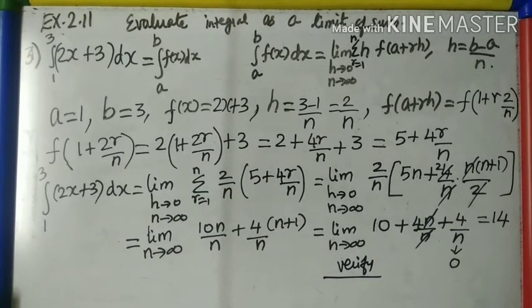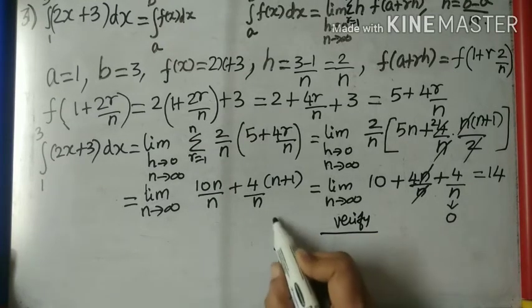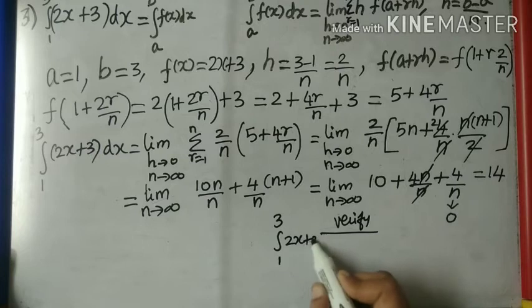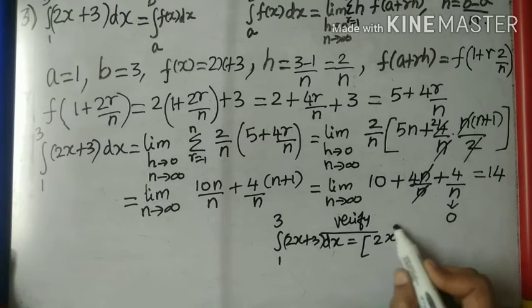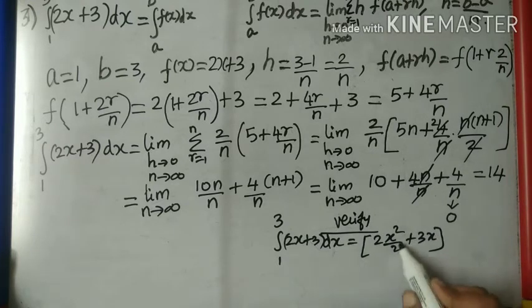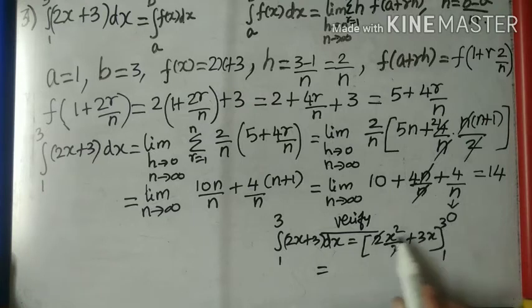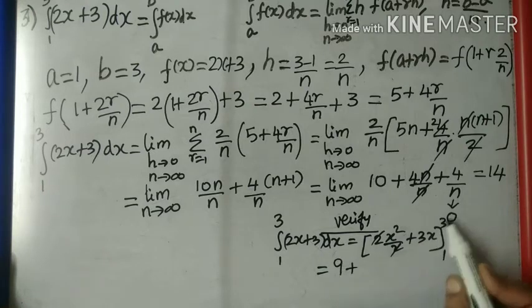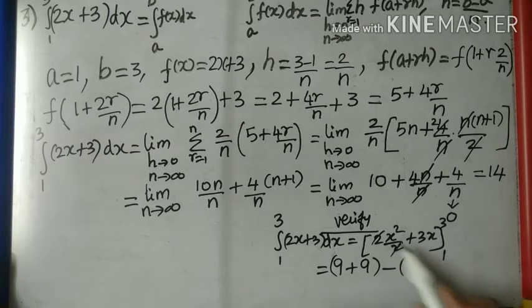We know the integral. What is the given question? Integral 1 to 3, 2x plus 3 into dx. 2x will become x square by 2, 3 will become 3x. Ordinary integration, we apply upper limit minus lower limit. Wherever x comes, put 3, means 3 square, 9. 3 3s are 9. This is upper limit. Minus, lower limit is 1. 1 square plus 3 into 1.